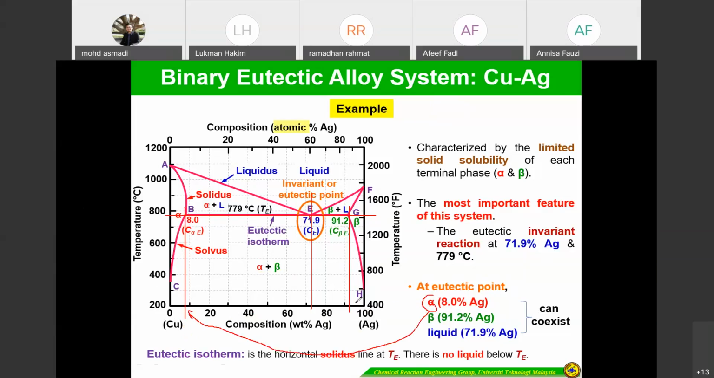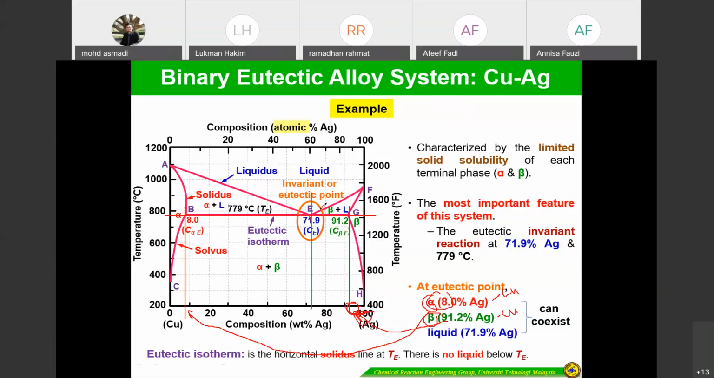And this one is 19.1% of argentum, and the solute is copper. The rest is copper. Copper is the solute here, and in the alpha, copper is the host. That's why alpha is 8% and beta is 91.2%.